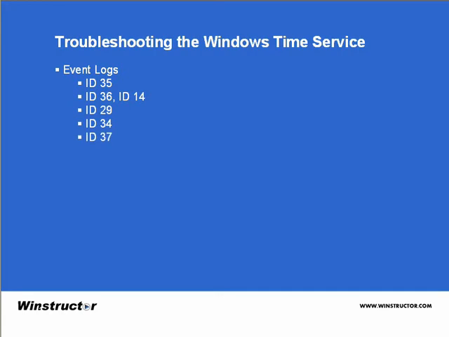Now on the PDC emulator you'll also see events with the ID of 37. These are perfectly normal and they actually indicate that the local time server is synchronizing with an external time server. So these events are purely informational.